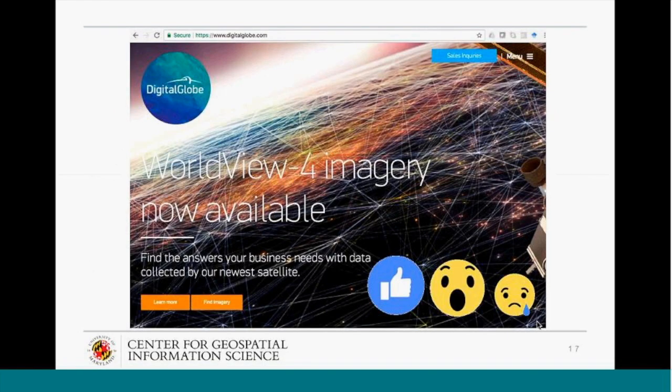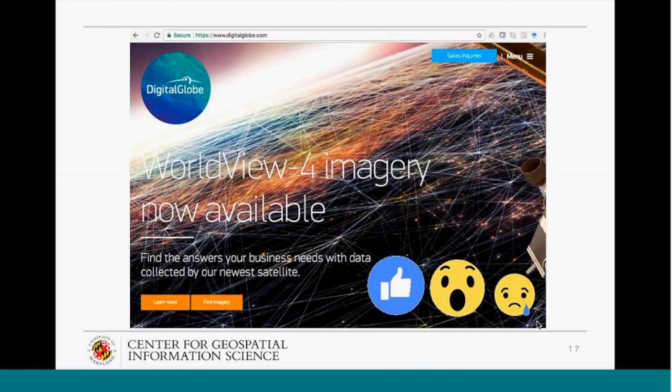Let's talk about our various domains on the internet that we might look at to try and find data. And here I've got our little Facebook icons to describe my general sense of finding data at these various domains. So my .com example here, Digital Globe, is actually a pretty amazing data source. Hence the thumbs up and the wow face. The sad part, the smaller sad guy, comes in because it can be very expensive, right?